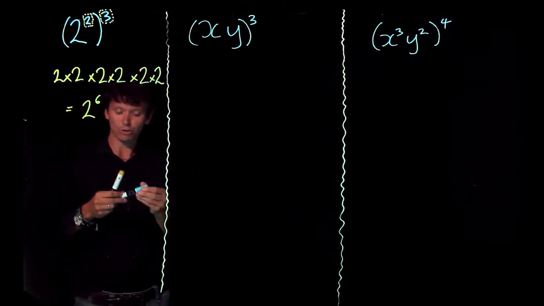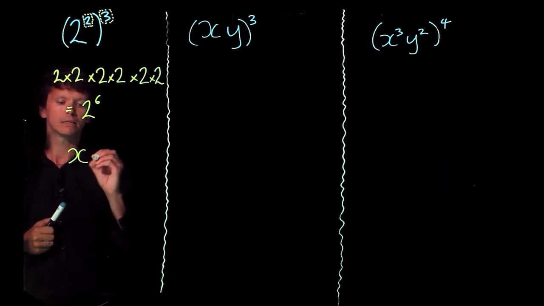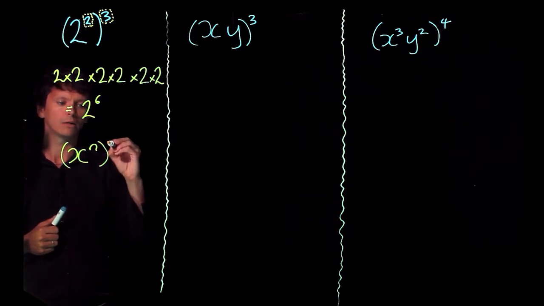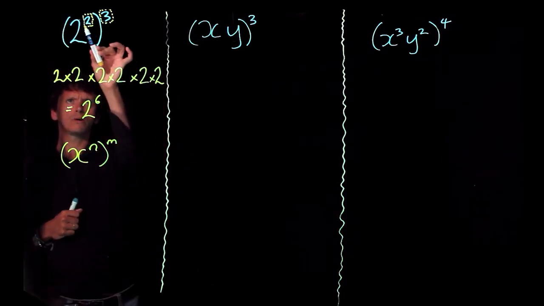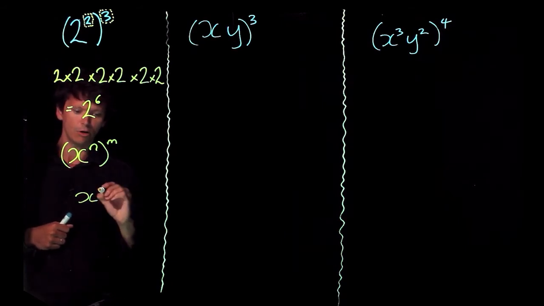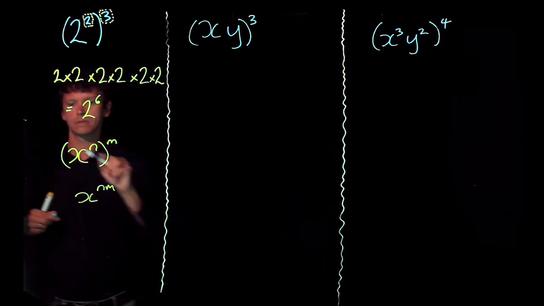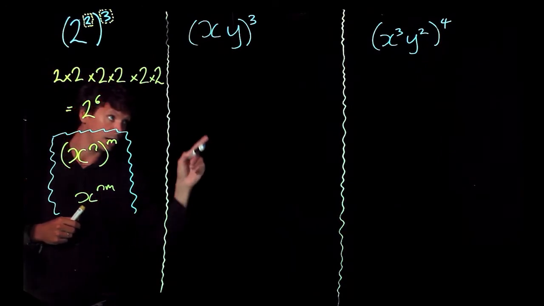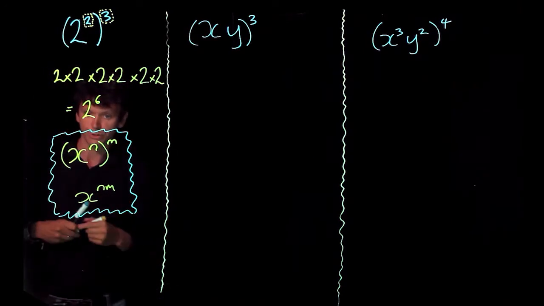So if we were to write that algebraically, we have x to the power of n, all raised to a different power of m. We multiplied our powers, so that is going to give us x to the power of nm. So let's put a little box around this one, because that's an important generalization, and we're going to use that later on when we look at some slightly more complex examples.